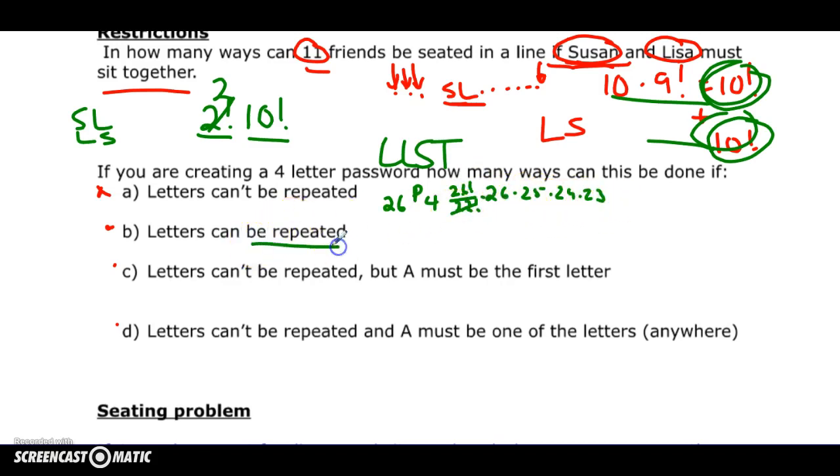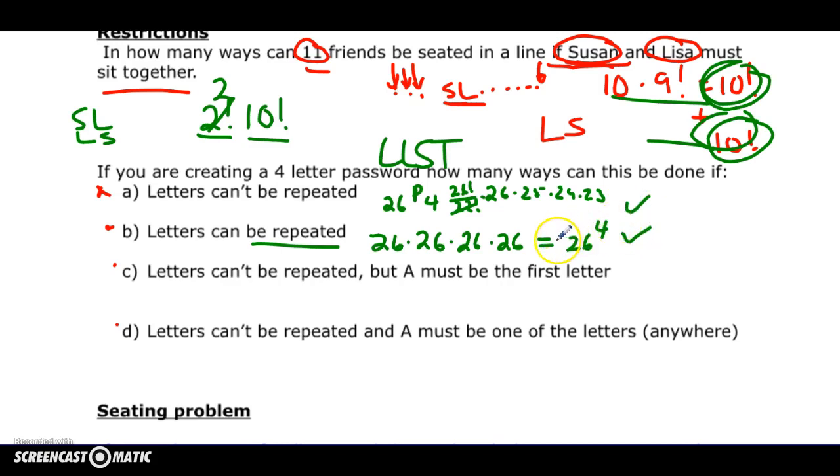Letters can be repeated, so a different question, okay? That's not our normal question. So let's ask ourselves this. How many options do you have for the first letter in the word? 26. Now, I can repeat myself. So how many options do I have for the next letter? 26. And the next letter? 26. And the next letter? 26. Okay, so that's 26 times 26 times 26 times 26, which could also be represented as 26 to the 4. Okay, different questions. How do you know which one's which?